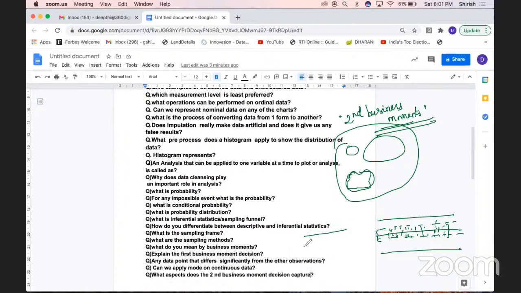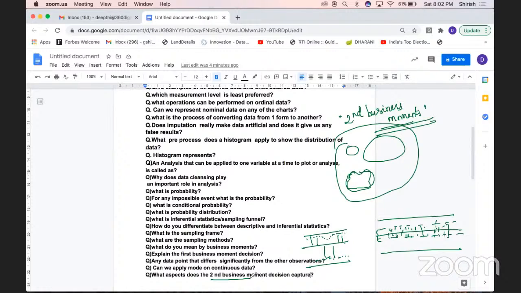Right? Here what happens? You have data points like this. A lot of the consistency is not maintained here. So that is what this captures. It talks about the spread of the data.